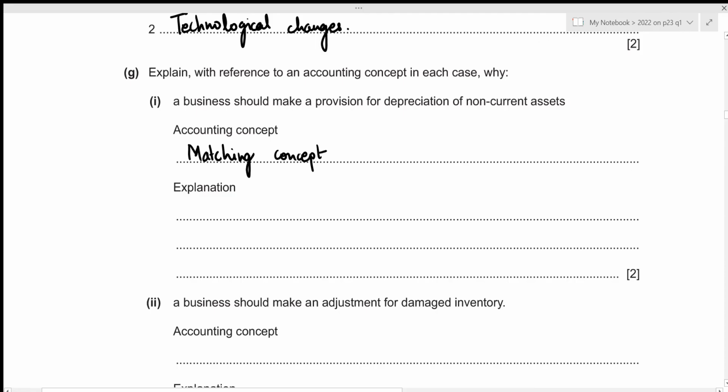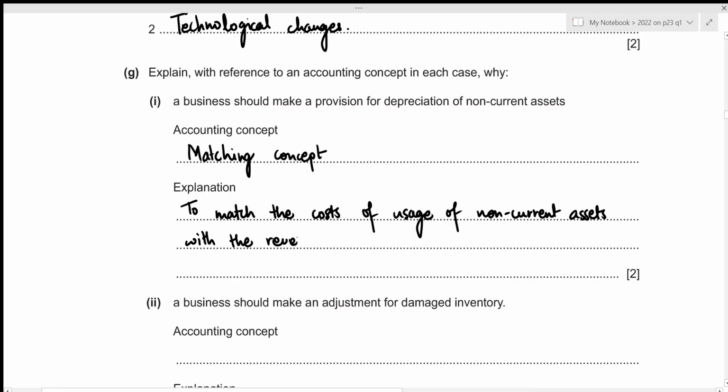And the explanation for this is that according to our matching concept, we need to match the cost with the revenue earned, right? And in case of our non-current assets, we need to match the cost of uses of the non-current assets with the revenue earned in the same year. So let's write it down. To match the costs of uses of non-current assets with the revenue earned in the same year.